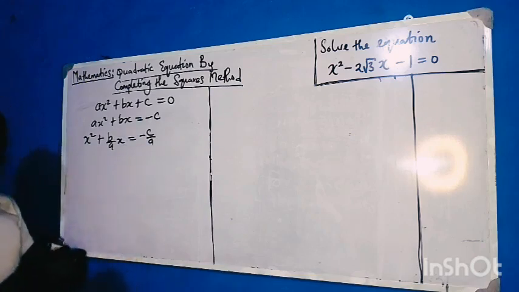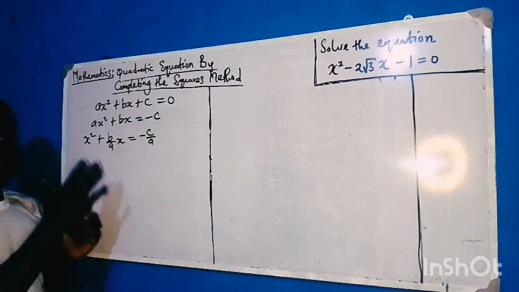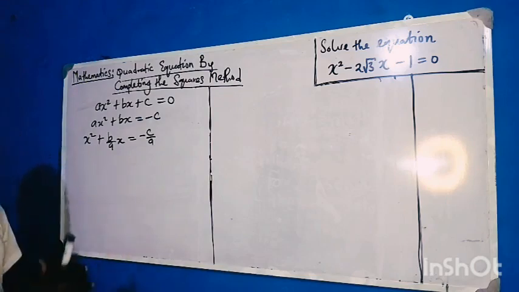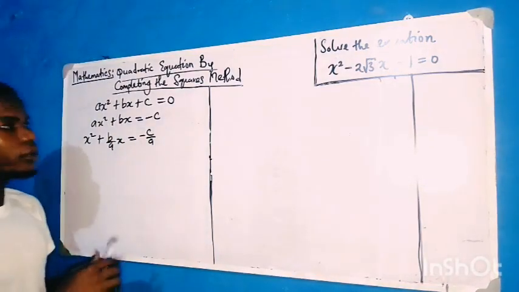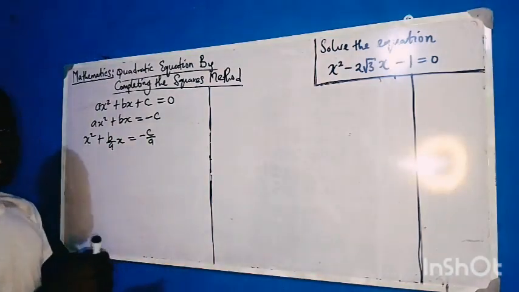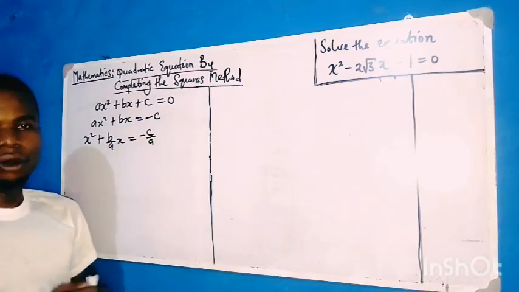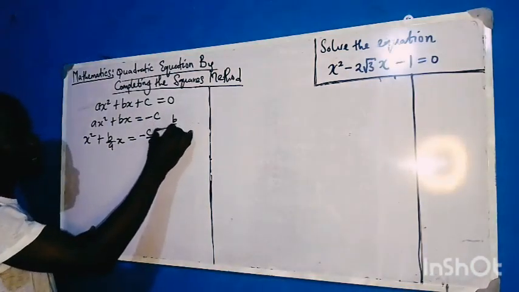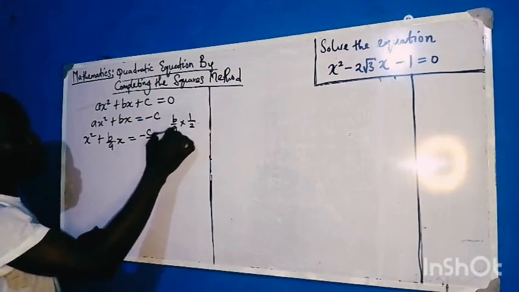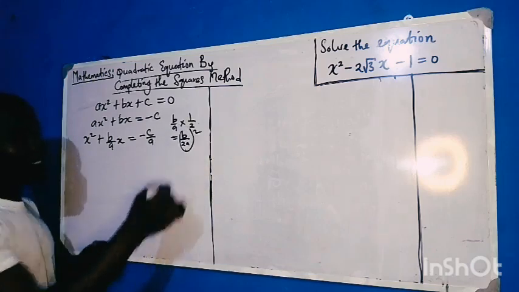After that, next thing, you make the left hand side a perfect square and then add it to both sides. How do you make the left hand side a perfect square? Very simple trick. You just multiply the coefficient of x by 1 over 2. So our coefficient of x here is b over a multiplied by 1 over 2, and we are going to have b over 2a. Then we put it inside the bracket and square it.